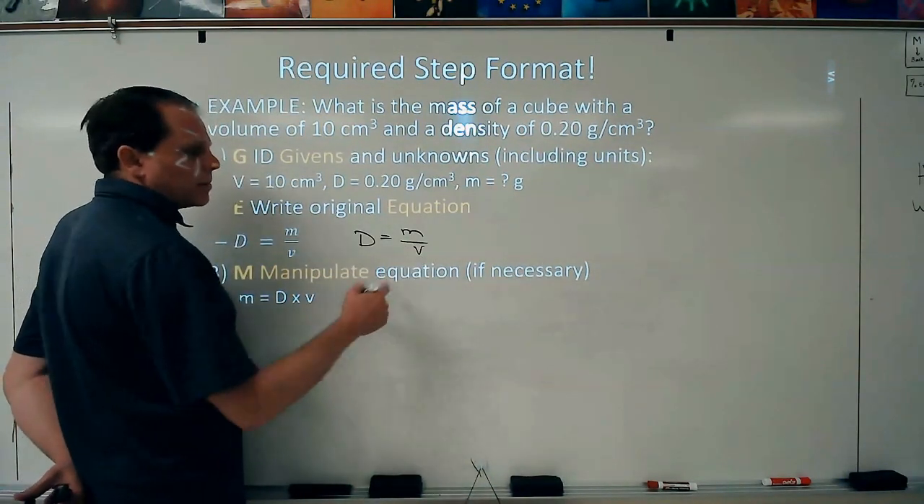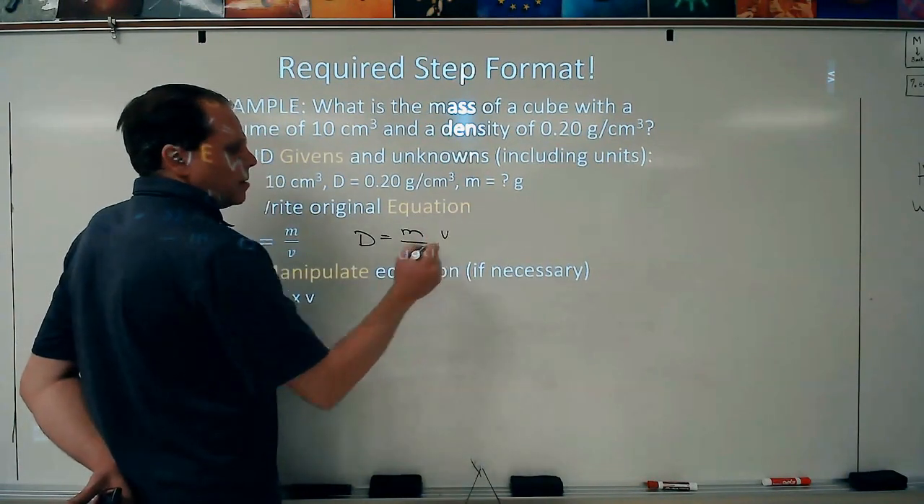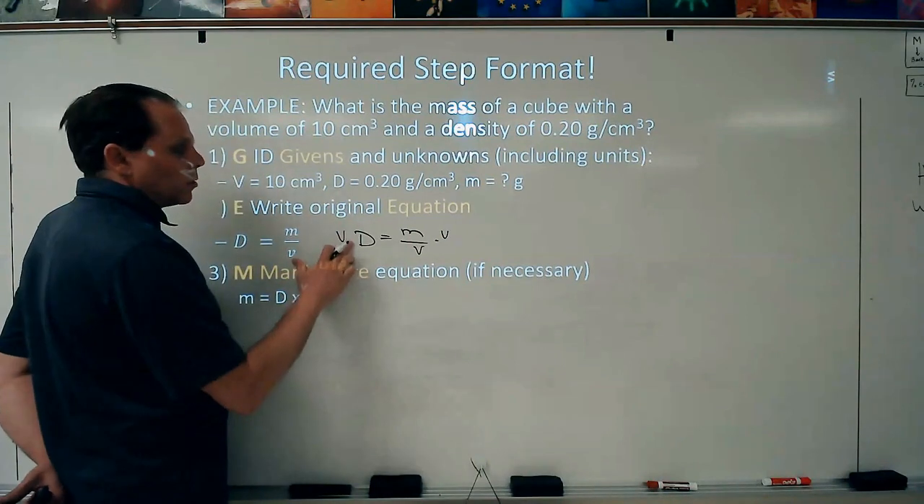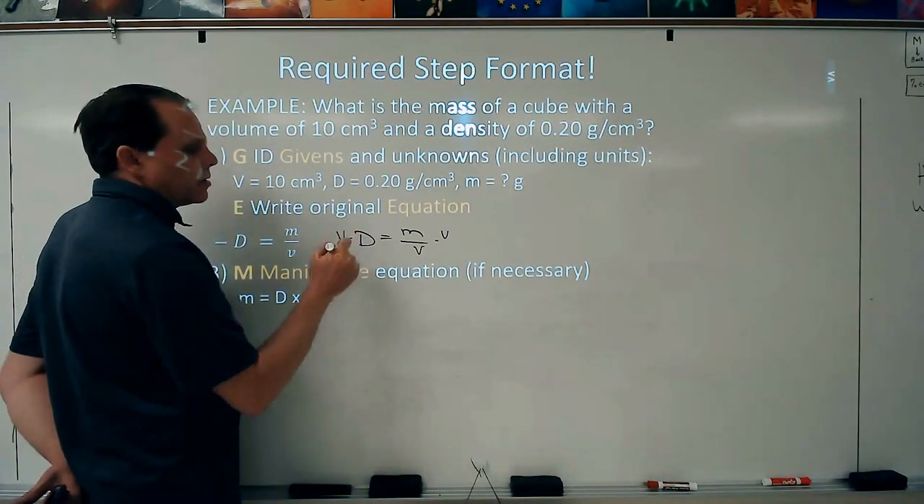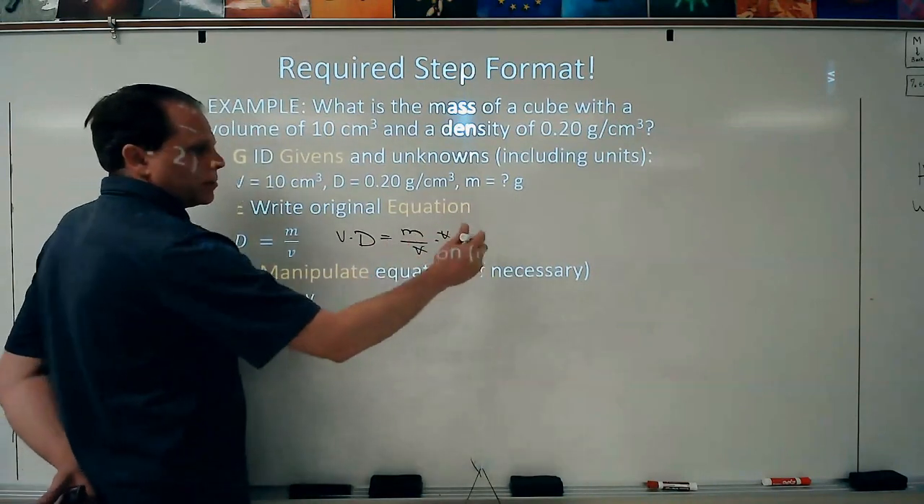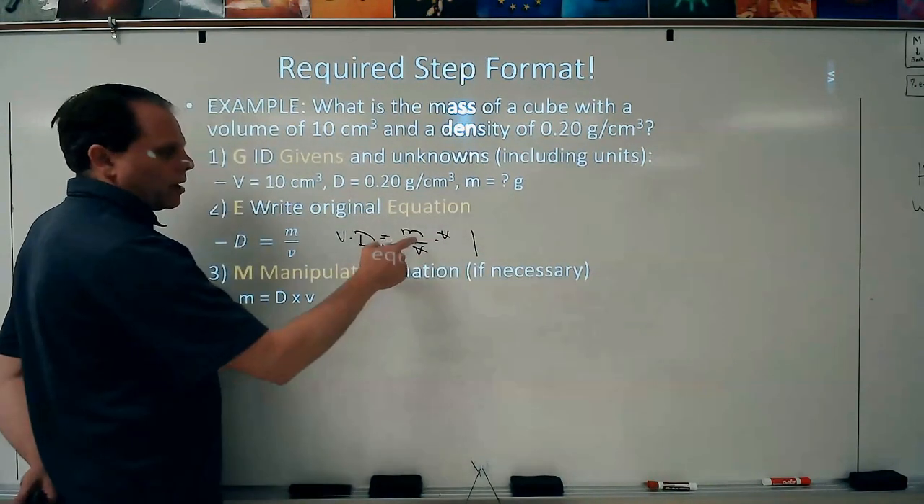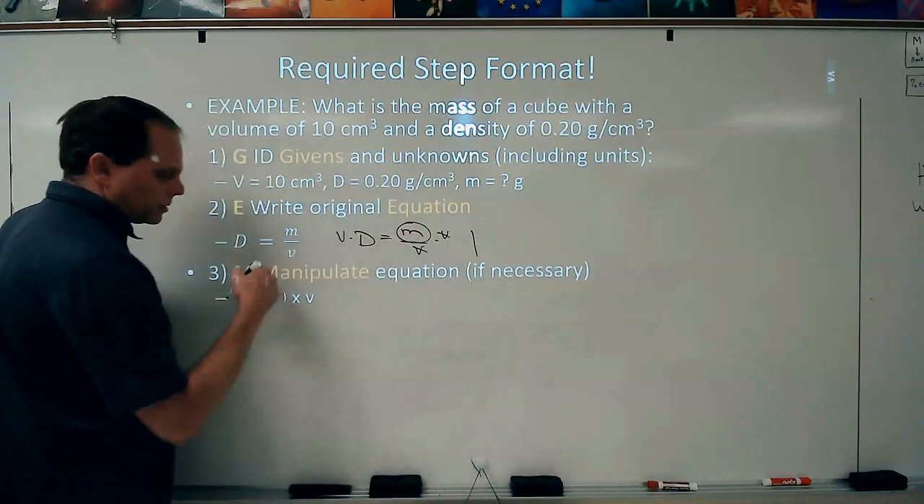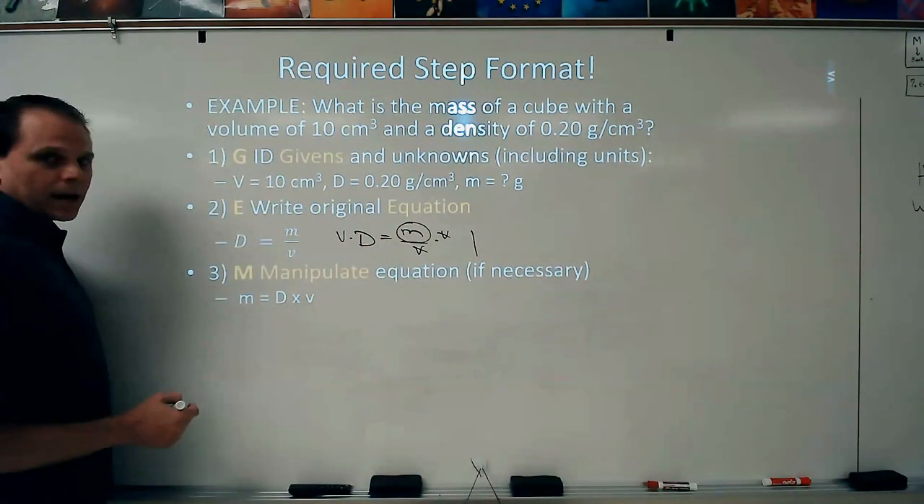So if I want to get them by themselves, I have to multiply both sides by V. Remember, whatever you do to one side of the equation, you need to do to the other side of the equation. And so these V's cancel out with each other and basically make a 1, right? And now I have my M by itself, and now I have my new formula. So M is equal to D times V. You see what's happening there?